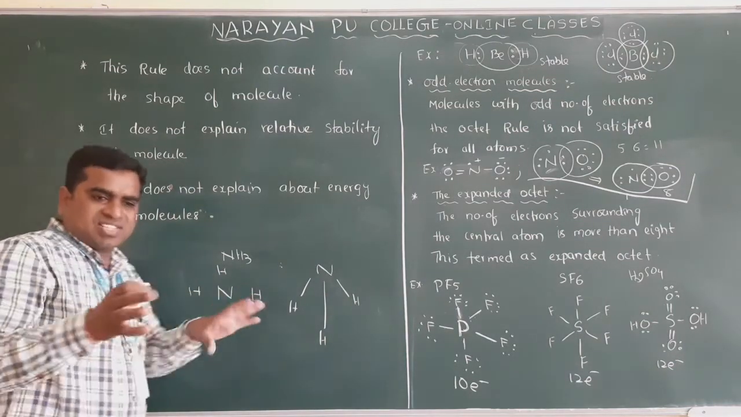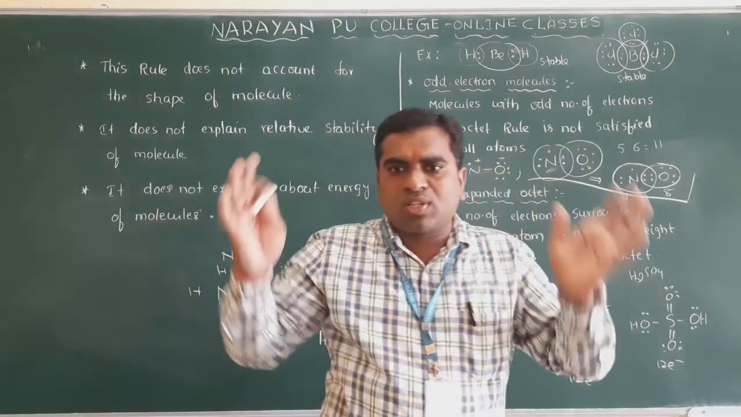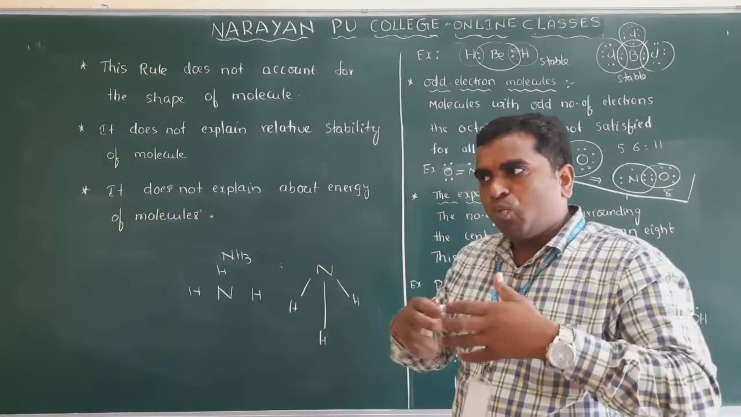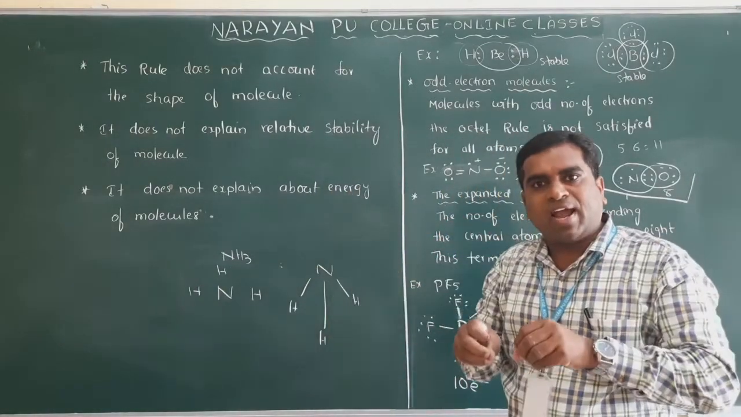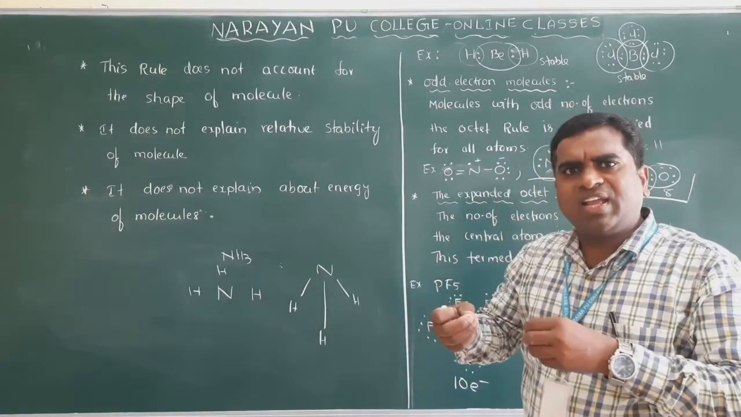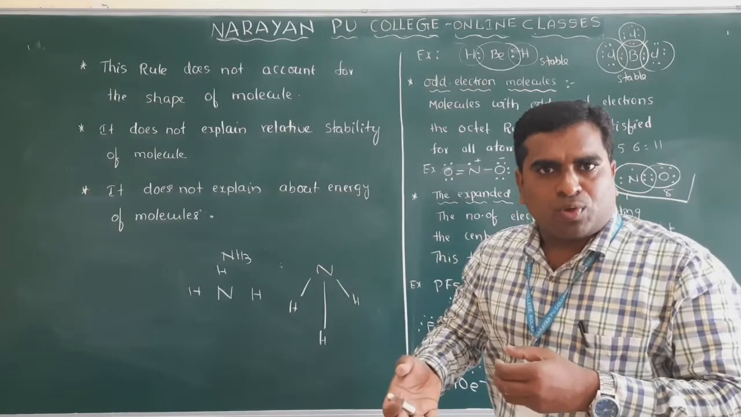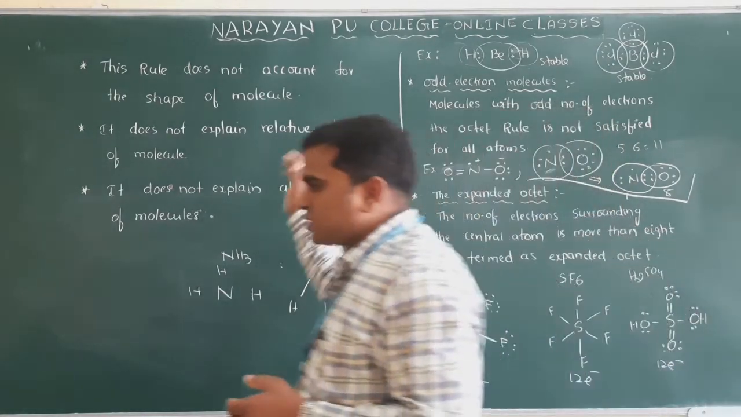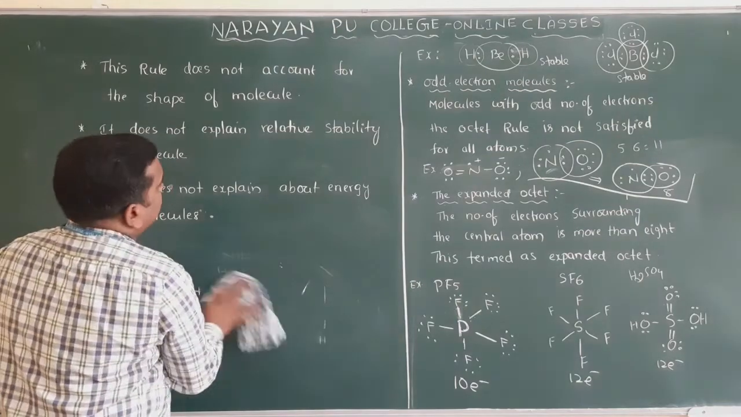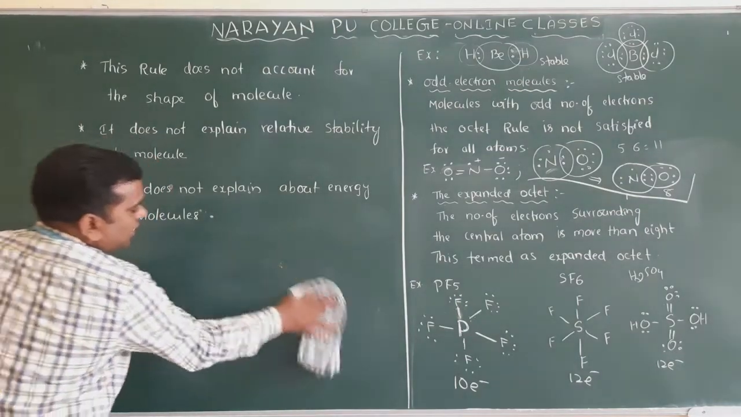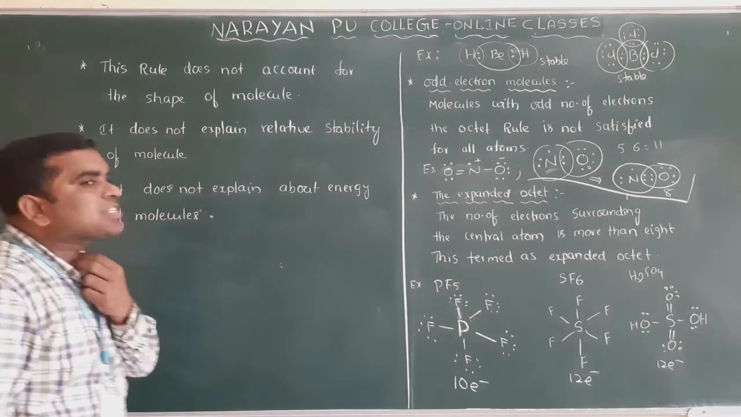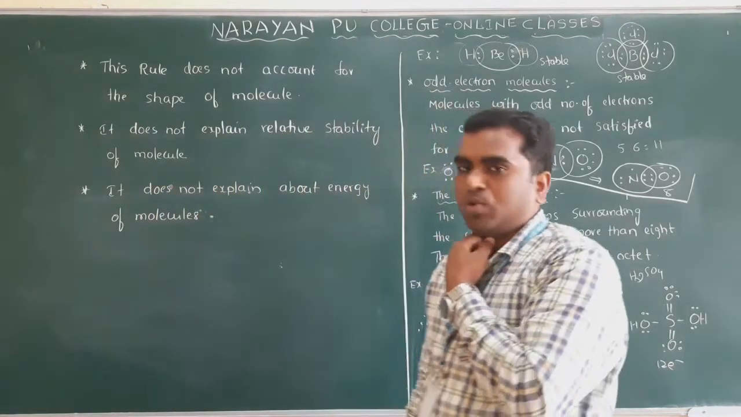But we are keeping the central atom, and around that, in our own way, we arrange the terminal atoms. That is the skeletal structure. But it will not give the exact shape of the molecule. So this rule fails to explain the shape of molecules. And next, it does not explain the relative stability of the molecule.